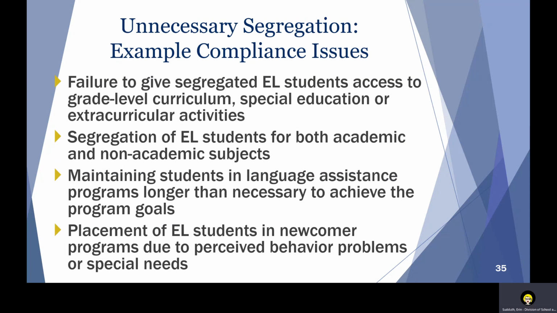We have a few examples of some unnecessary segregation compliance issues. These are located in the Dear Colleague letter. Failure to give segregated EL students access to grade level curriculum, special education, or extracurricular activities. Segregation of EL students for both academic and non-academic subjects. Maintaining students in language assistance programs longer than necessary to achieve the program goals. And placement of EL students in newcomer programs due to perceived behavior problems or special needs.